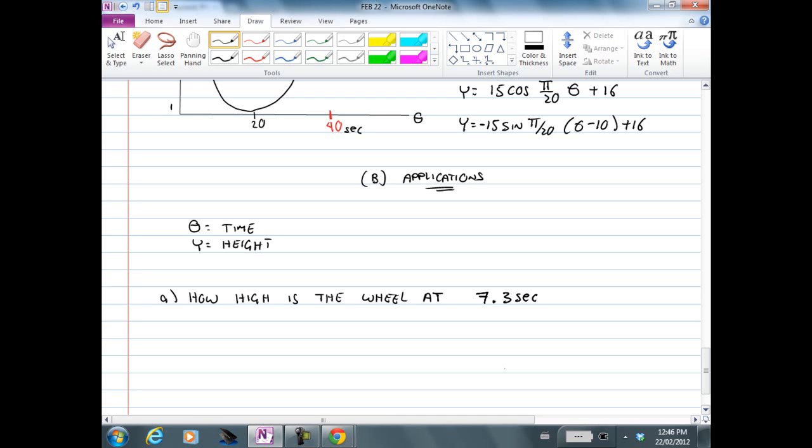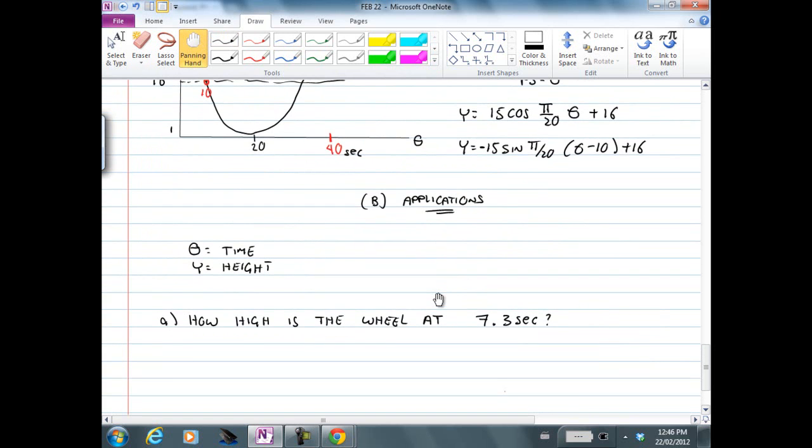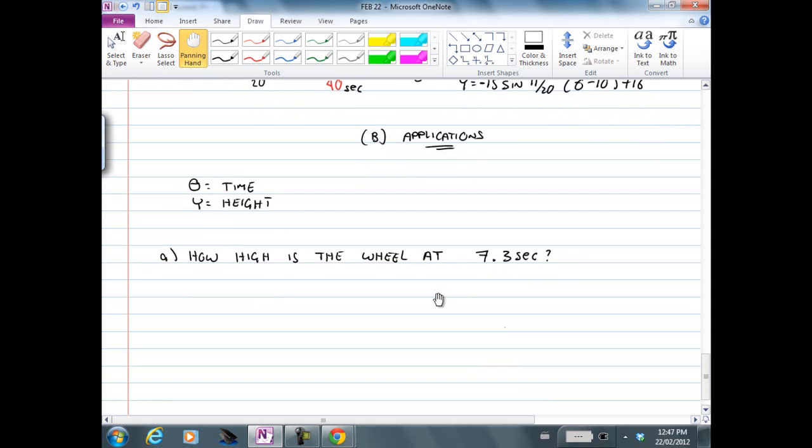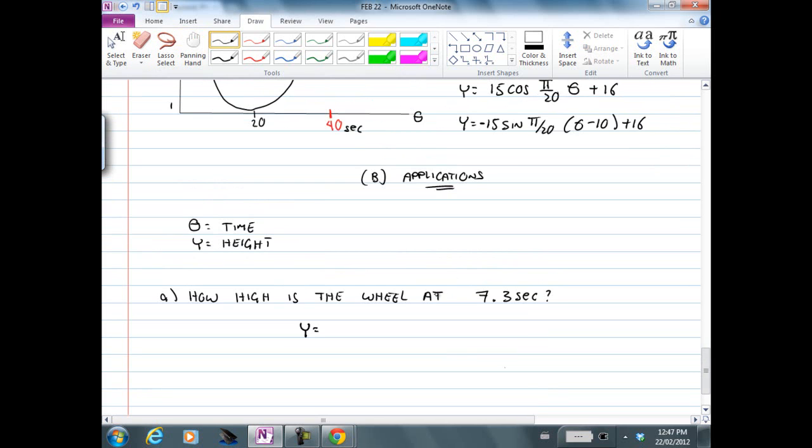15 cos theta. So guys, there's two formulas. You can choose any formula you want to work with. If I were you, I choose the easiest one to work with right now. And this is the first one. So let's write down my equation. Y equals 15 cos pi over 20 theta plus 16. You can use any equation, you get the same answer, but for me, I like to use the one with no phase shift because it's easier to plug in.